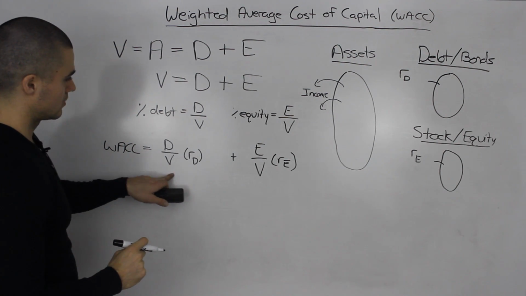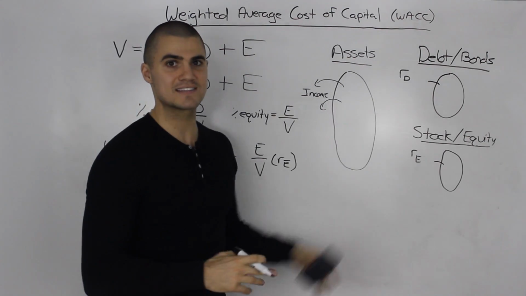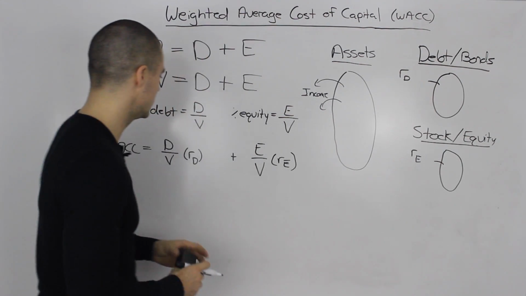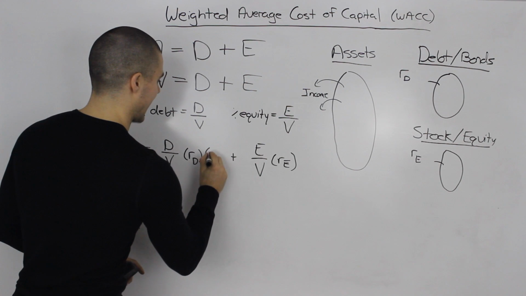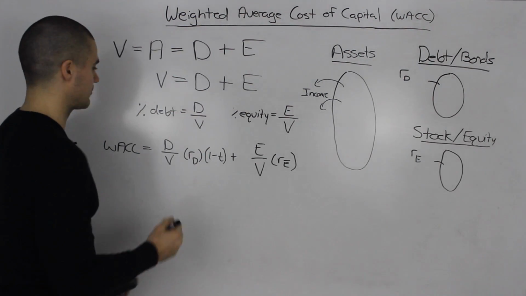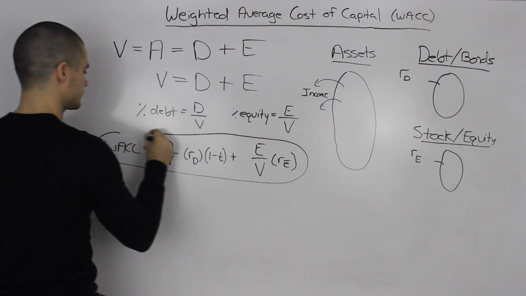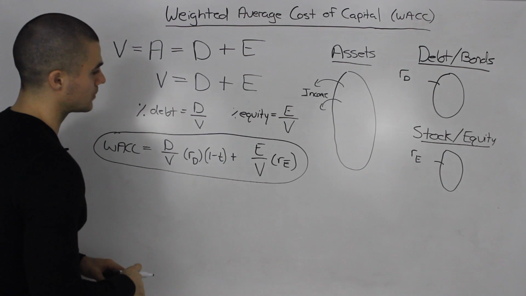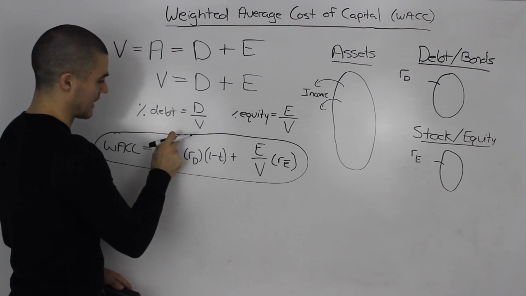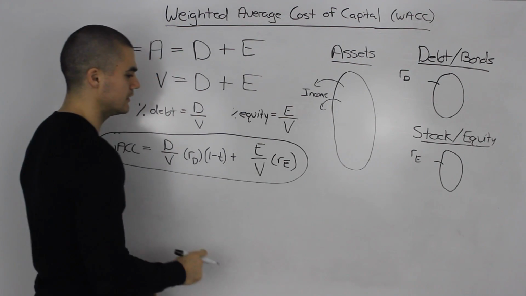Now, the return on debt that you pay to these guys is tax deductible for a company. So we add a 1 minus T here. And that's pretty much what the whole chapter is based on. It's based on this formula here. And we're going to go into more detail in the next couple of videos of how to solve D, V, RD, E, and RE.